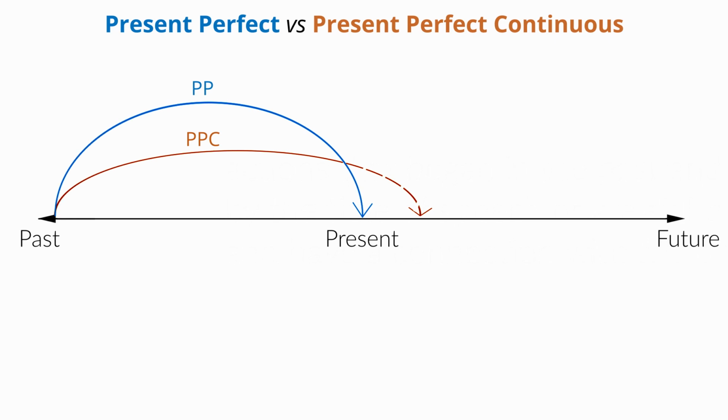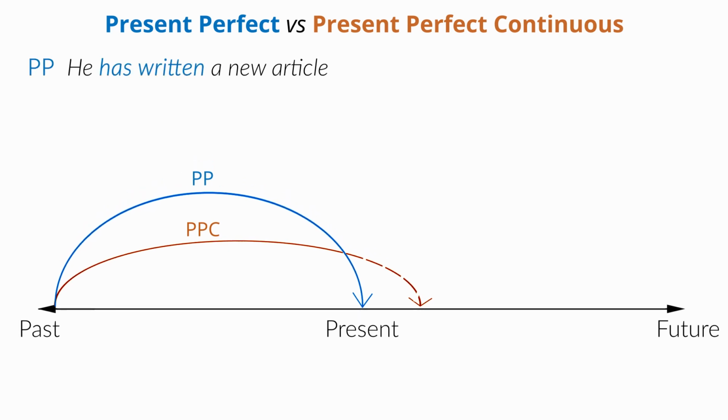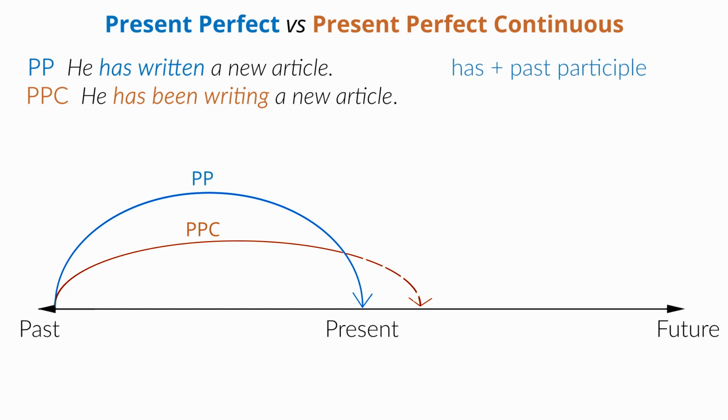With the help of the diagram, I will clearly show how the verb to write in the phrase write an article changes depending on what I want to say. He has written a new article. He has been writing a new article. As you can see, the grammatical structure of these two examples differs in the form of the verbs. Present perfect tense: has plus past participle. Present perfect continuous tense: has been plus participle one.